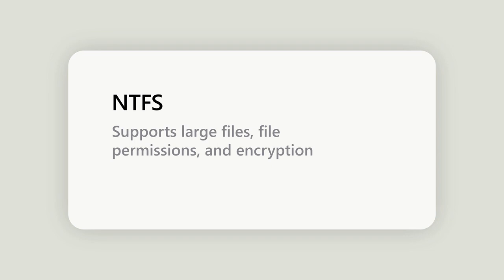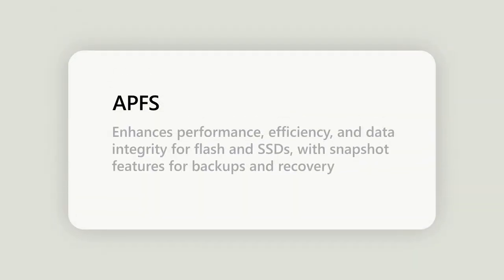NTFS is known for its robustness and reliability, making it suitable for both personal and enterprise use. On the other hand, Mac OS uses the Apple file system introduced in Mac OS High Sierra. APFS is optimized for flash and solid-state drives, offering improved performance, space efficiency, and data integrity. It supports features like snapshots, which allow users to create a read-only copy of the file system at a specific point in time. This is useful for backups and data recovery.